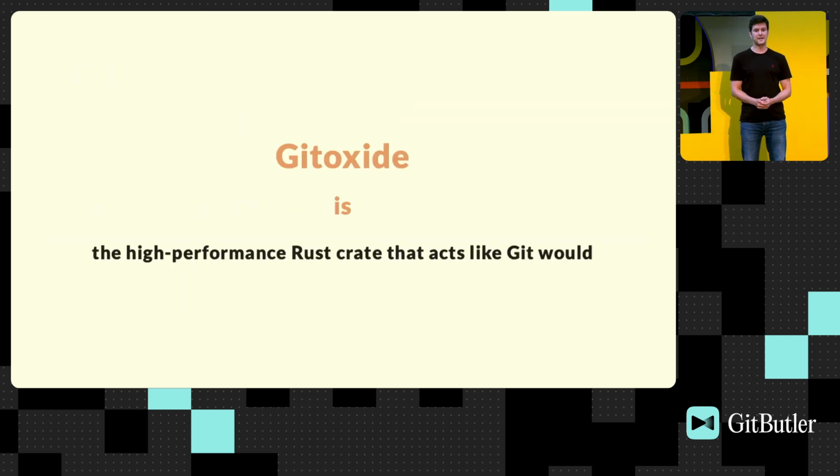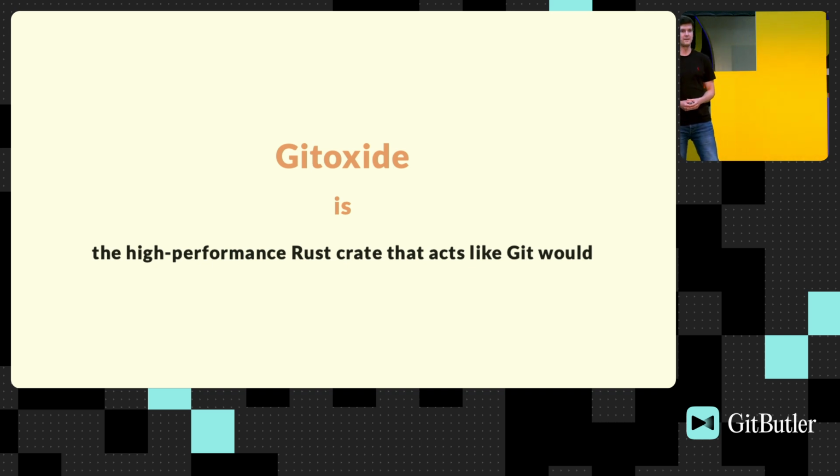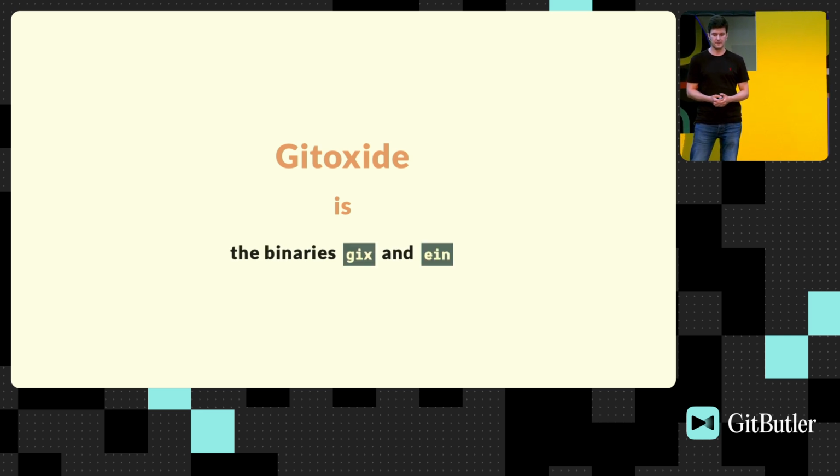So Gitoxide is the high-performance Rust crate that acts like Git would. And this acts like Git would is really important because it's a main differentiator to libgit2, which acts like a library that you have to control from front to end. If you want to make Git clients, in other words, Gitoxide is definitely meant to be for you. And then Gitoxide is also not only a library or a crate that you can use to make your own binaries, but it also comes with two binaries that are called Gix and ein.